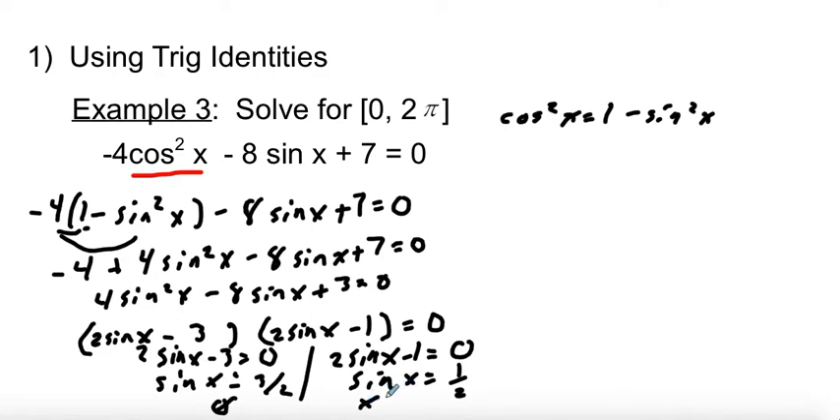This one here, you have to think about where your sine is going to give you 1 half. It's in quadrant 1 and in quadrant 2. So in quadrant 1, what's that going to be? Pi over 6. And in quadrant 2, 5 pi over 6. So 2 places.